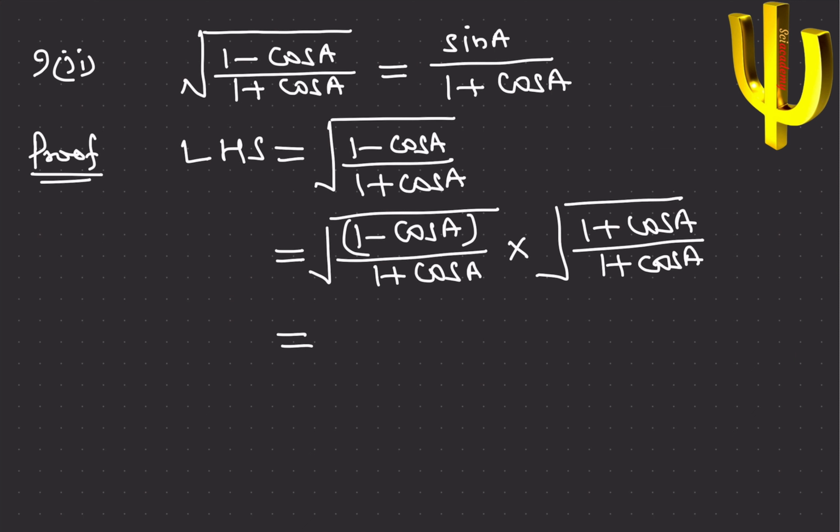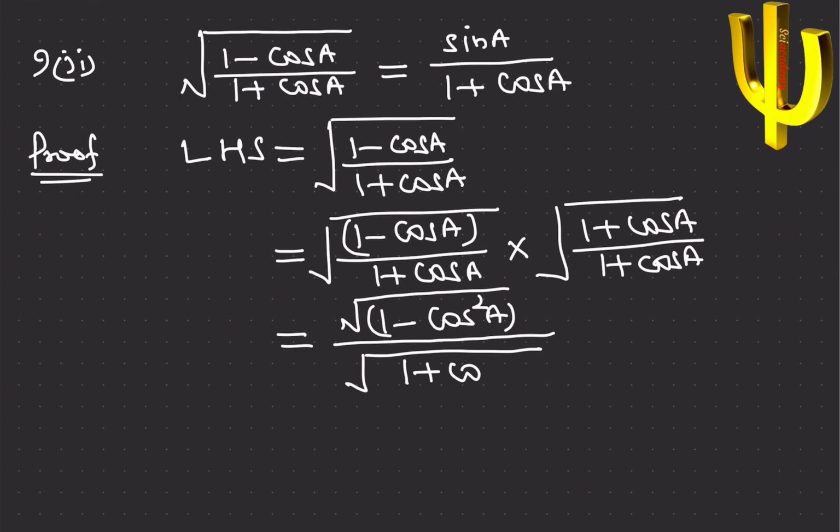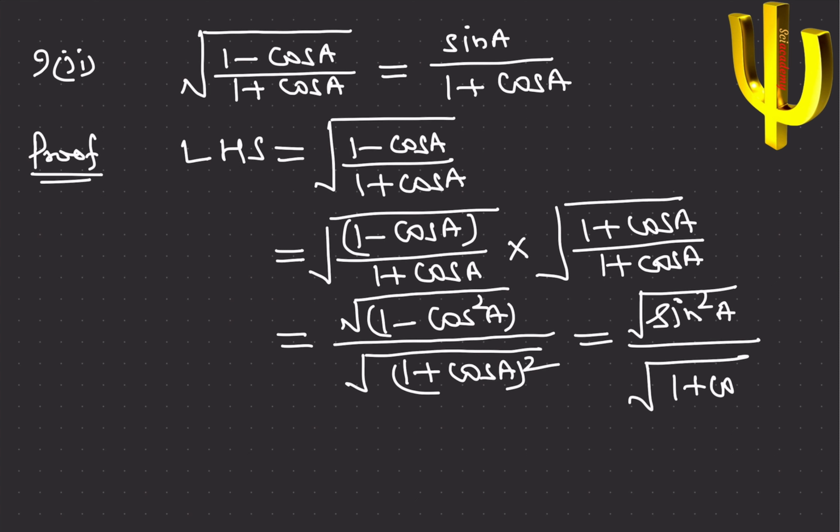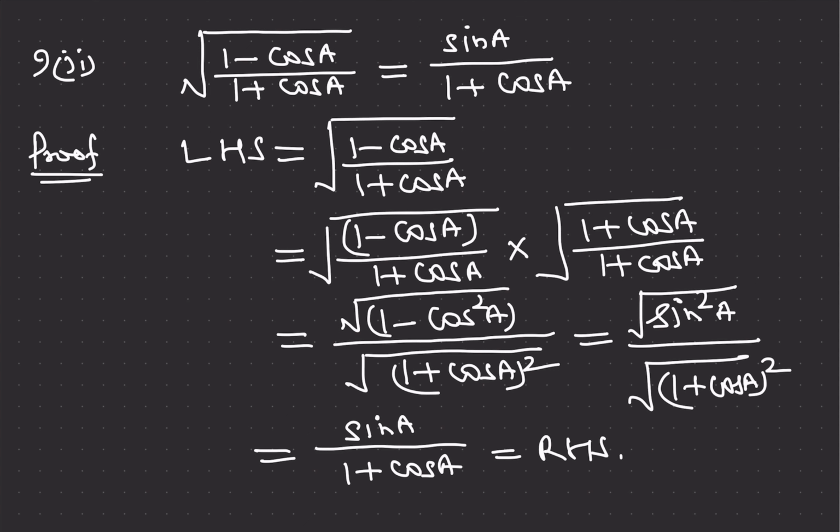So after simplification, this becomes square root 1 minus cos square a divided by square root 1 plus cos a whole square. So this gives square root sin square a divided by square root 1 plus cos a whole square. So after taking the square root, we have sin a divided by 1 plus cos a, which is equal to RHS. Hence we solve the problem.